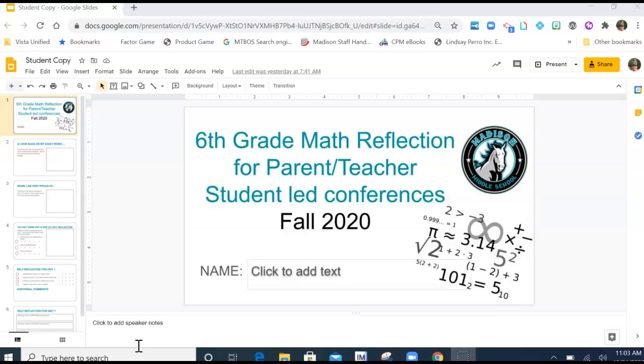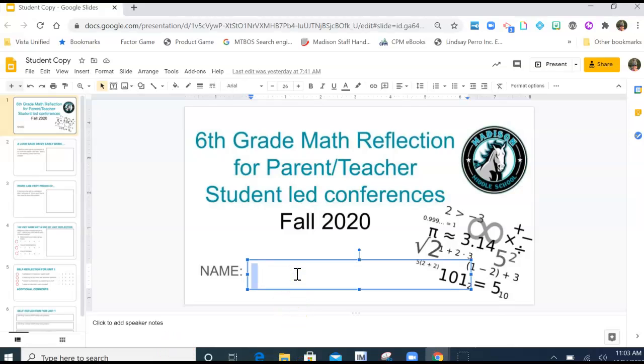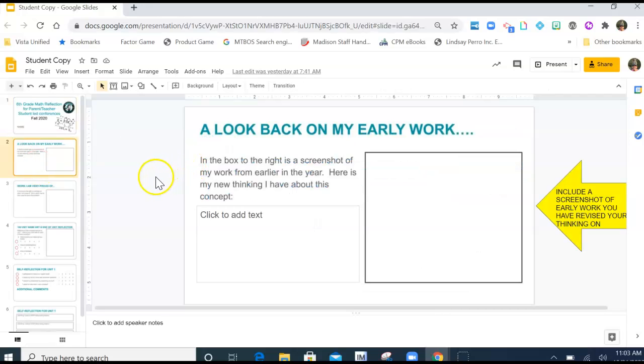So for math, we are going to be doing some reflecting back on our work from Unit 1. So on this first slide, you're going to click this box right here and type in your name. And then you'll move on to slide number 2. On slide number 2, you're going to be including some early work.